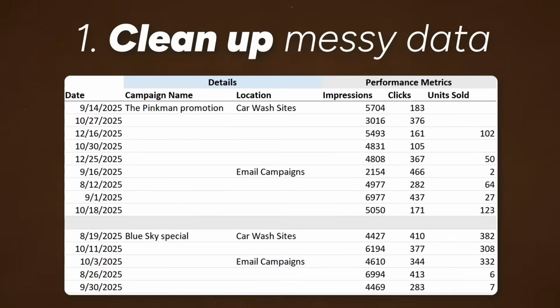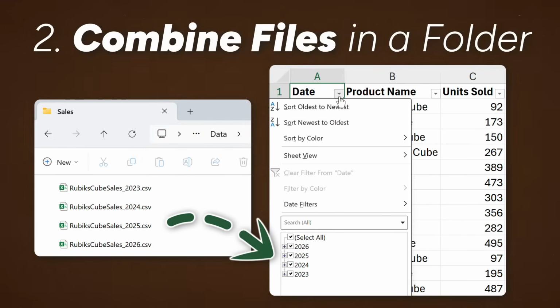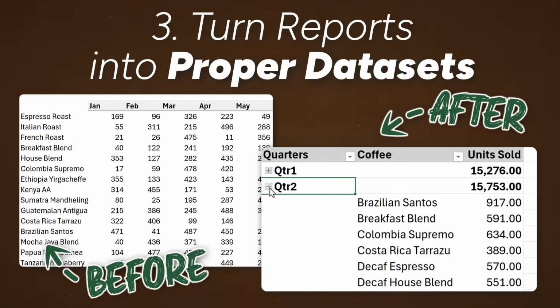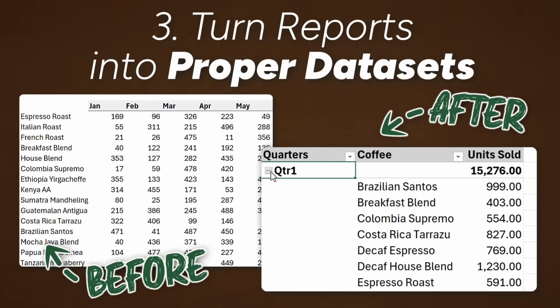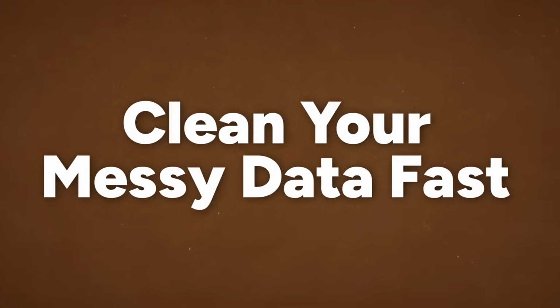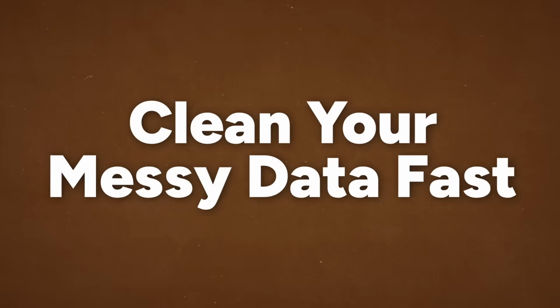We're going to be covering 3 common scenarios: cleaning up messy data, like data with blanks in the middle, double headers, empty cells, you name it, combining multiple CSV files into one clean dataset, and turning reports into proper datasets so you can actually analyze the data. I tell you, after this, you're gonna love Power Query. So let's start with the first one, cleaning up messy data.